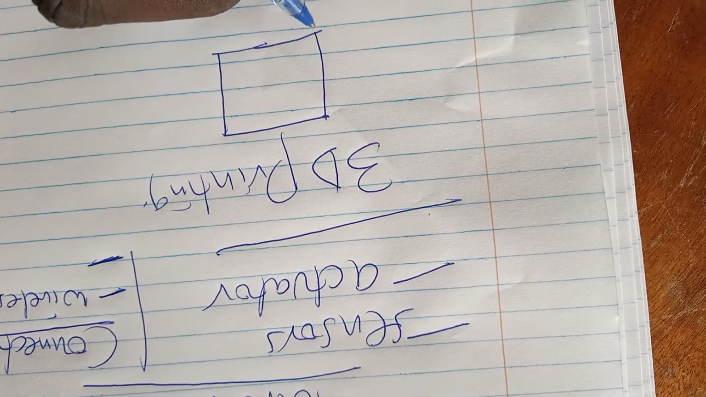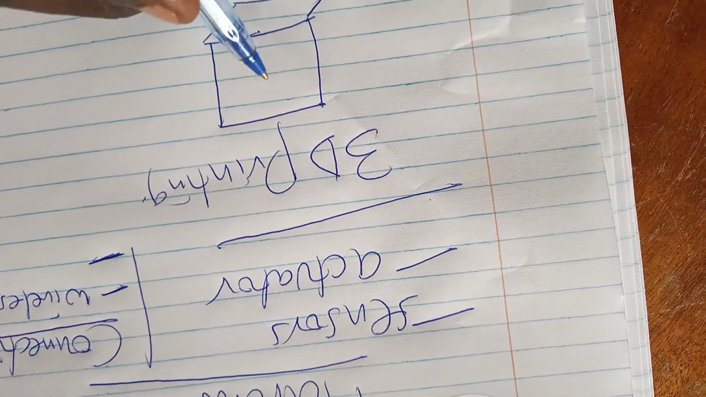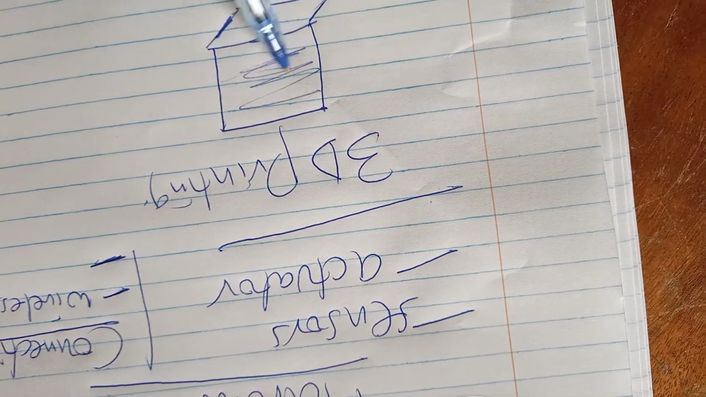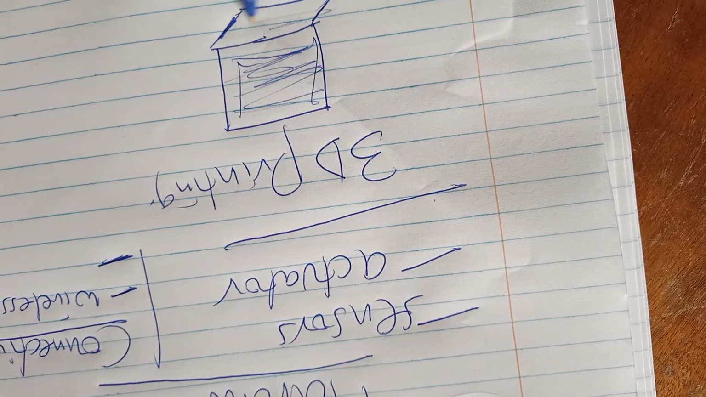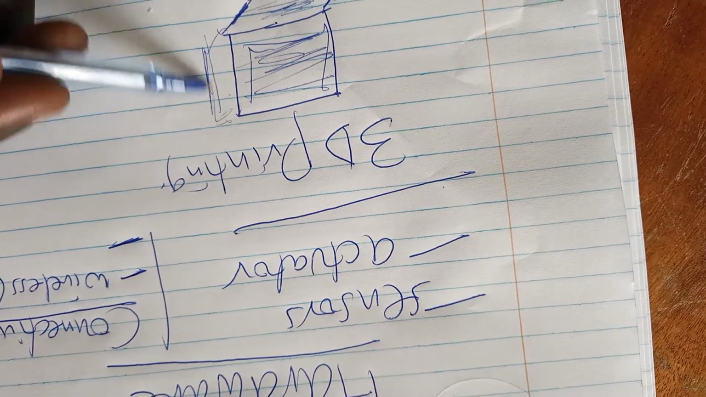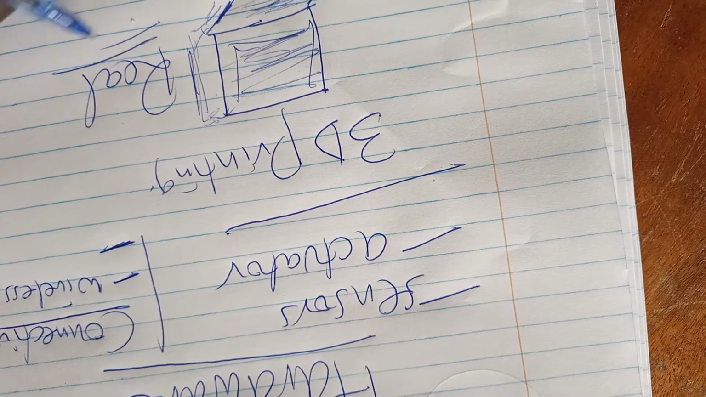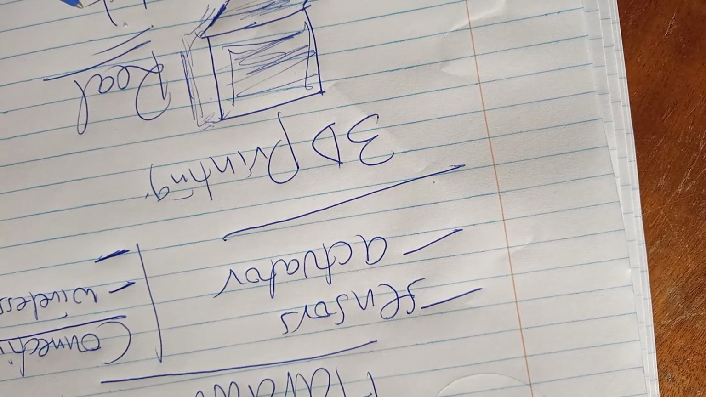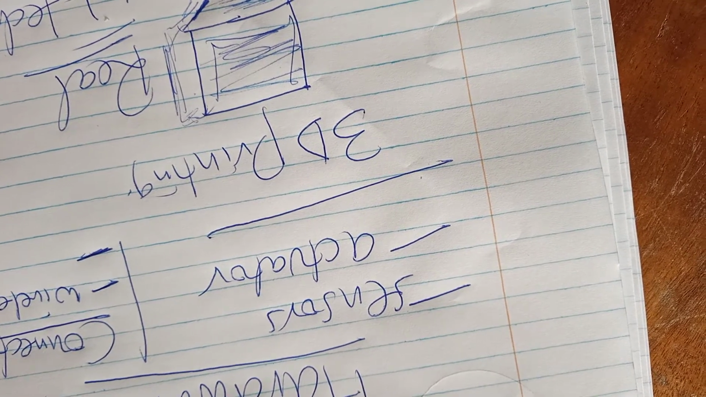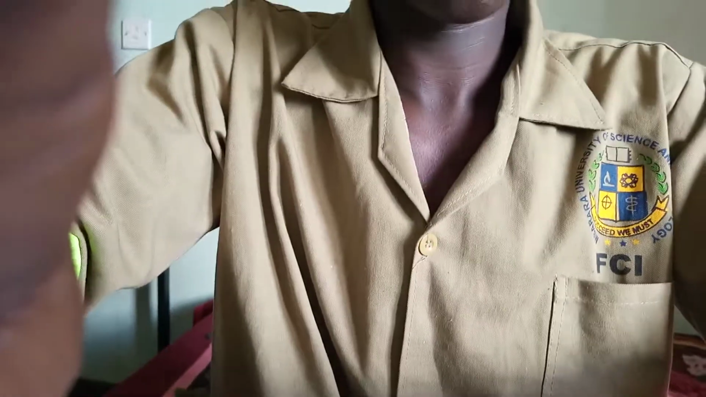Let me draw something here. For example, this first interface, this second interface, and maybe this side interface, printing something which looks real. 3D printing, that's the latest kind of technology the designers have reached.